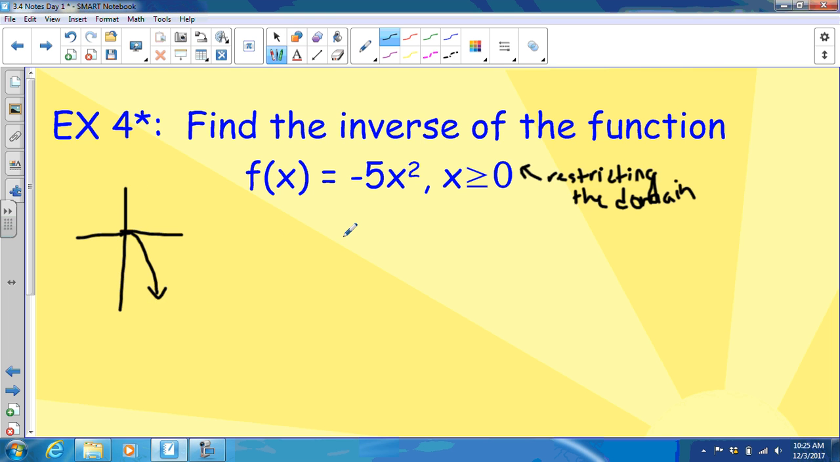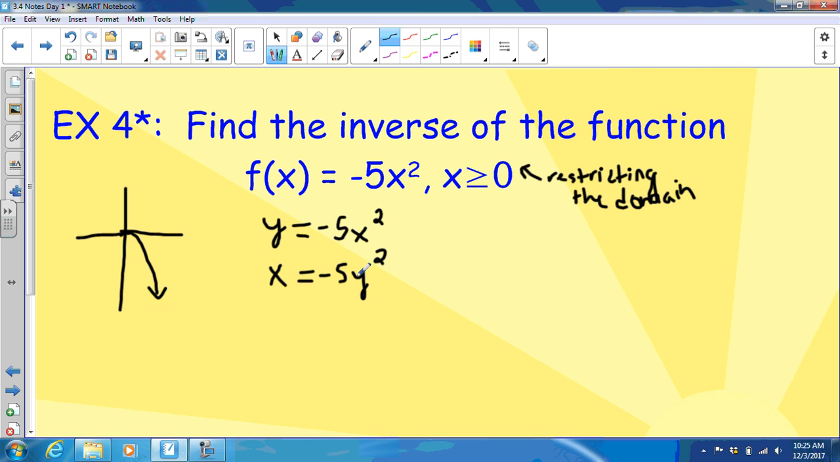Okay, so now in order to find the inverse, I'm going to rewrite this. Instead of saying f of x, I'm going to write y. Y and f of x mean the exact same thing. Remember to switch your x and y variables. So that's our next step. So we now have x equals negative 5y squared.